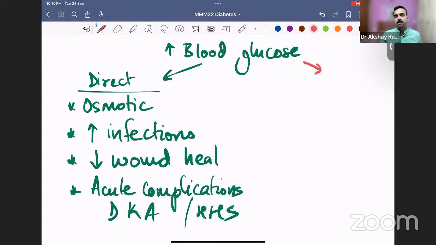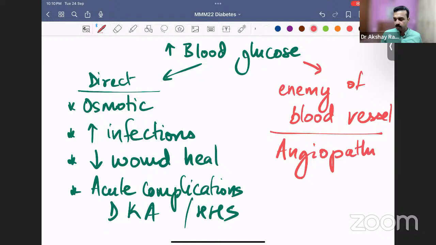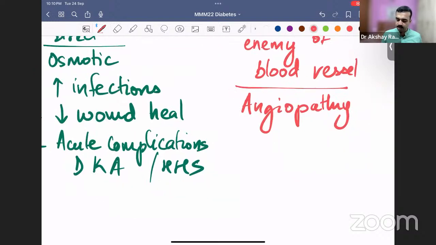Basically, high blood glucose is an enemy of blood vessels. So diabetes mellitus is basically a blood vessel disorder. It's an angiopathy. If it affects small vessels, then it is a microangiopathy. If it affects large vessels, then it is a macroangiopathy.